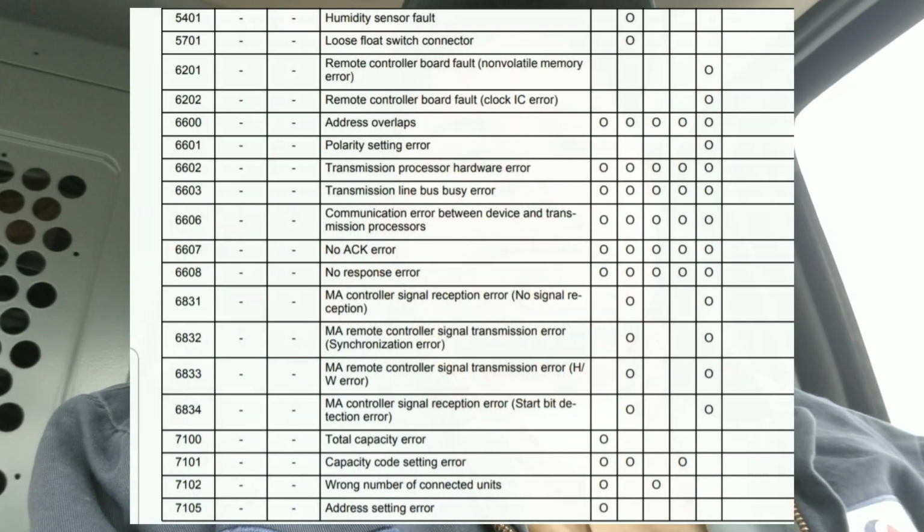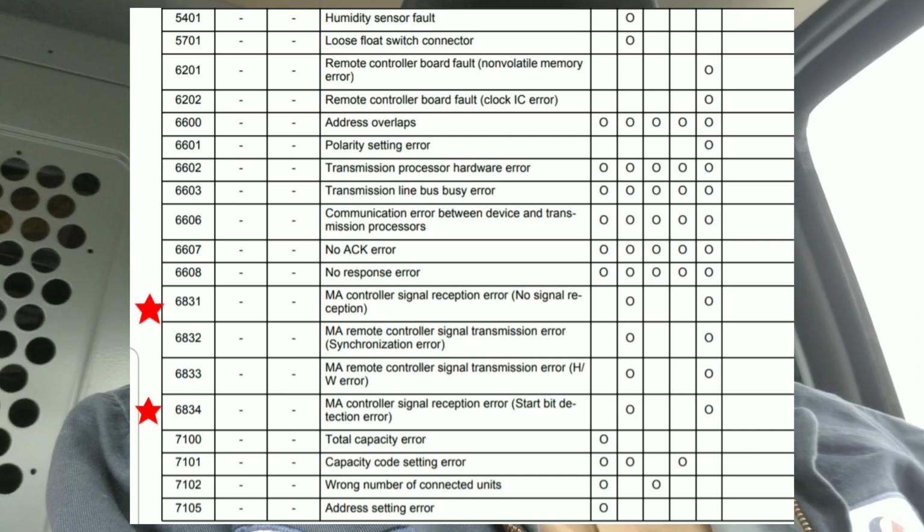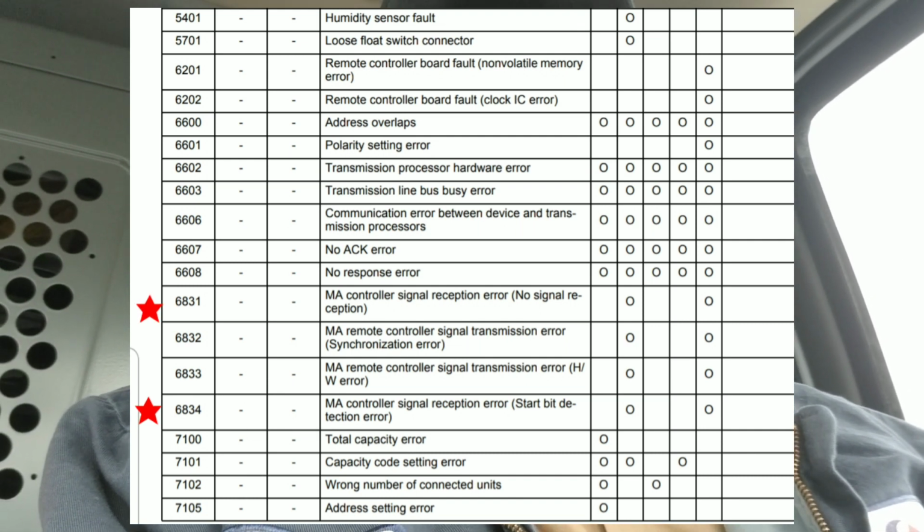So the first one, I'm not sure what led up to it, but basically the stat was flashing, and the error log showed a 6834 error or a 6831 error. I've never seen those before. It's an MA signal reception error. And what that means is that the indoor unit is having a difficult time connecting and communicating with the thermostat, which is a simple MA controller.